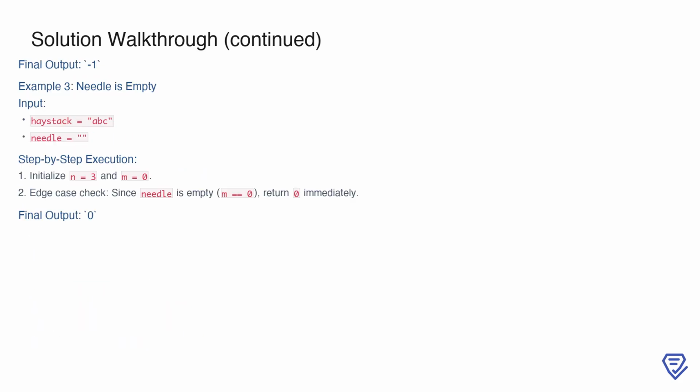In example 3, the input haystack is ABC, and the needle is an empty string.